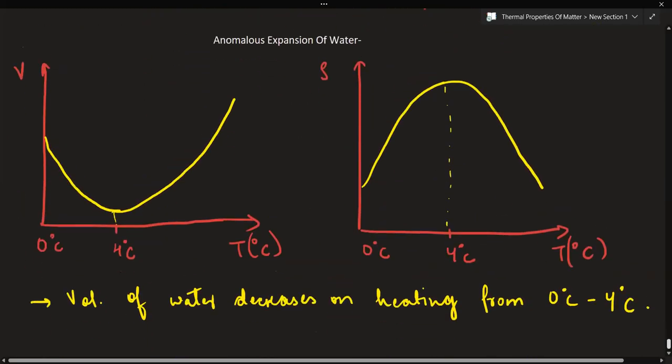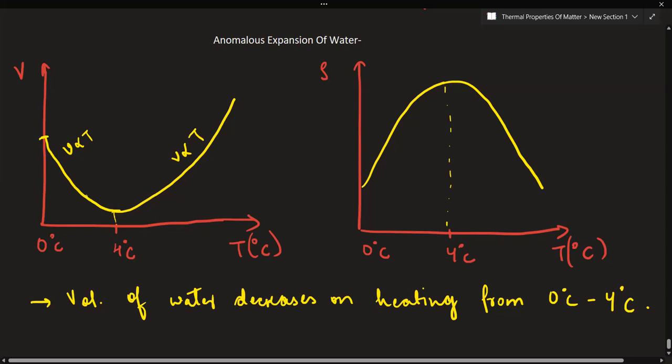Now, just a last topic from this chapter, expansion of water. There is an anomalous expansion of water. That is, if you plot the graph of volume versus temperature and density versus temperature, you get a different kind of graph. Just understand this. The density graph is just the reciprocal of it, so you'll understand it better. Volume of water first decreases when you increase the temperature. Till 4 degrees Celsius, the volume of water decreases. Just after 4 degrees Celsius, the volume of water increases as the temperature increases.